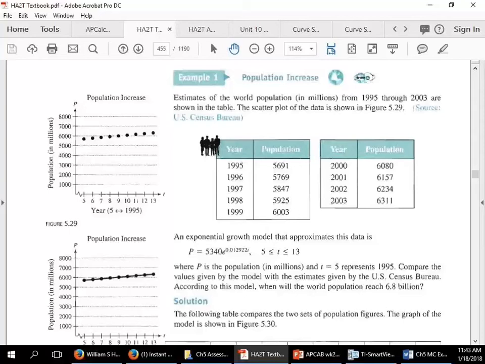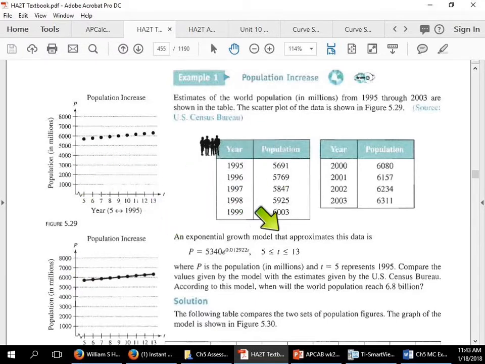Okay, let's get started. We have example 1. Estimates of the world population in millions from 1995 to 2003 are shown on the table below. The scatter plot of the data is shown in figure 5.29. There it is, and over here they connect the dots. Here's the table. Wow, look at all that information.